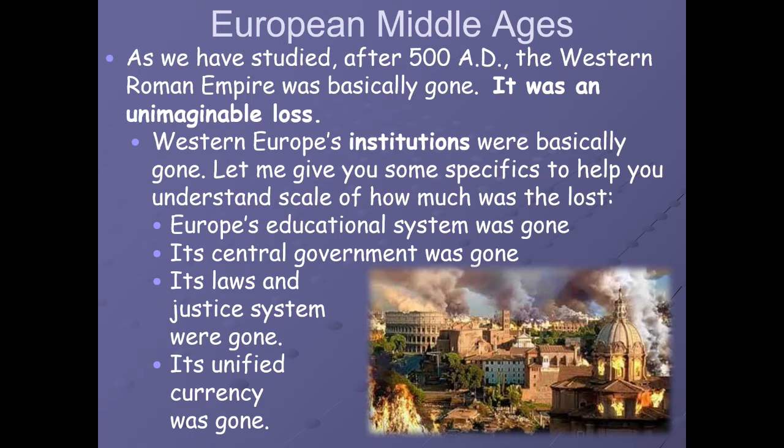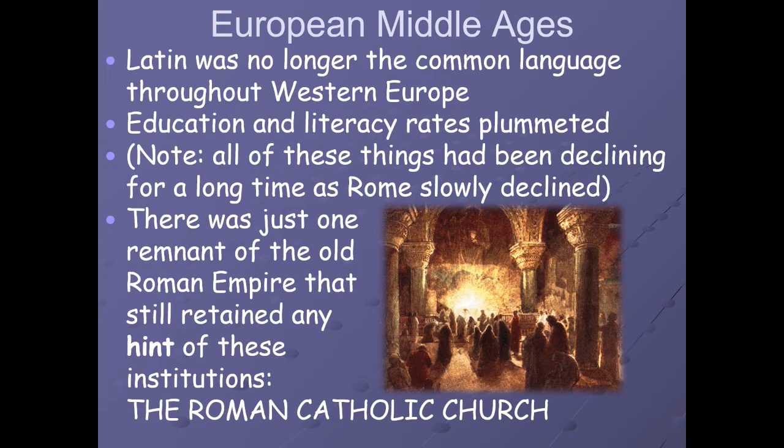was lost. Europe's educational system was gone. Its central government was gone. Its laws and its justice system gone. Its unified currency gone. Latin was no longer the common language throughout Western Europe. Education and literacy rates plummeted. Note, all of these things had been declining for some time as Rome slowly declined.